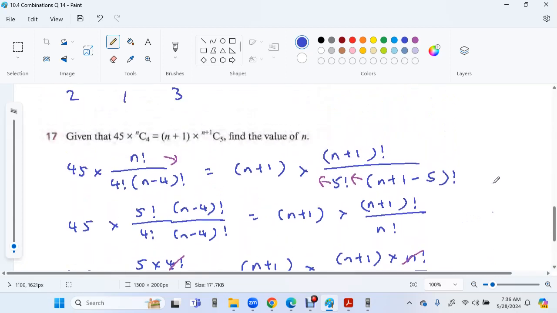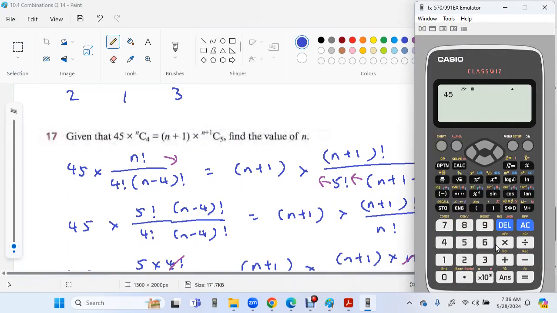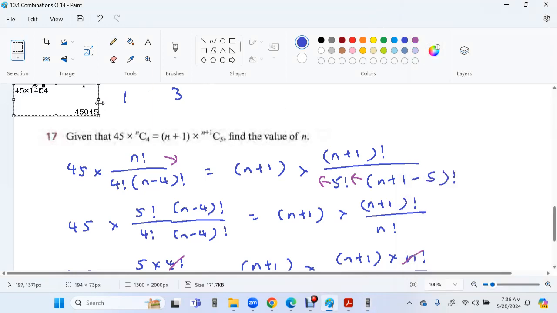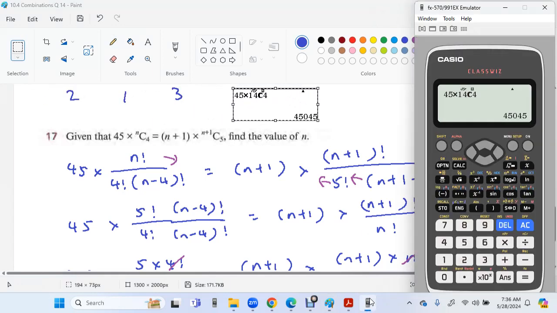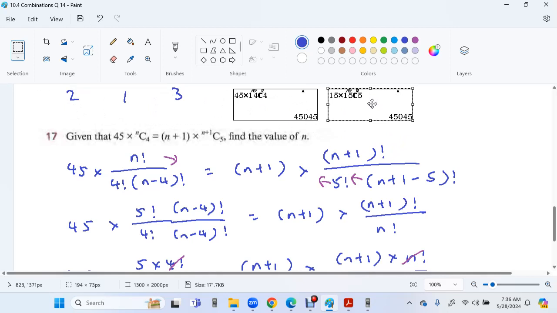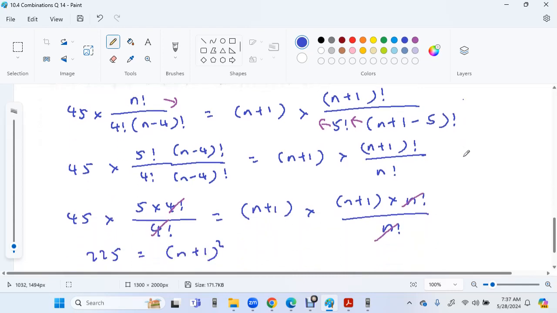Okay, if you want to check the answer, then the left hand side is 45 times 14 choose 4, and for the right hand side, 15 times 15 choose 5. Yes, correct. So this is the left hand side, and this is the right hand side. So they are the same.